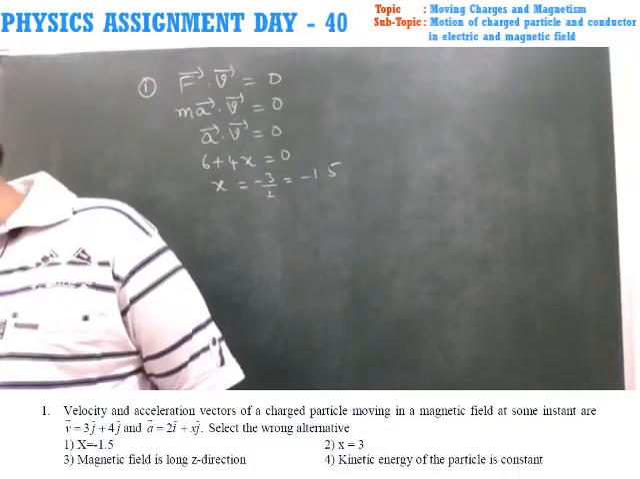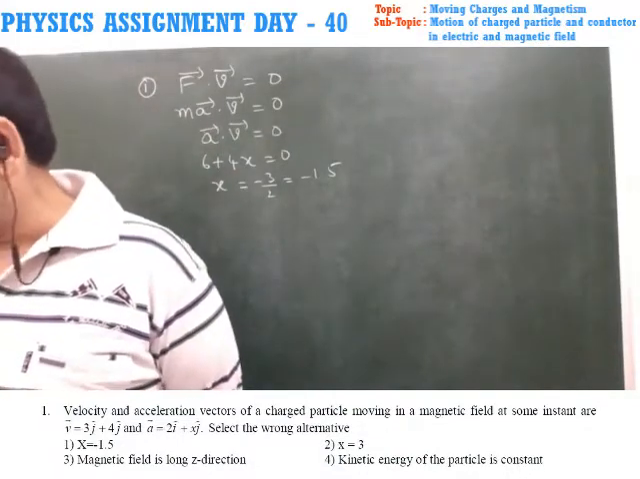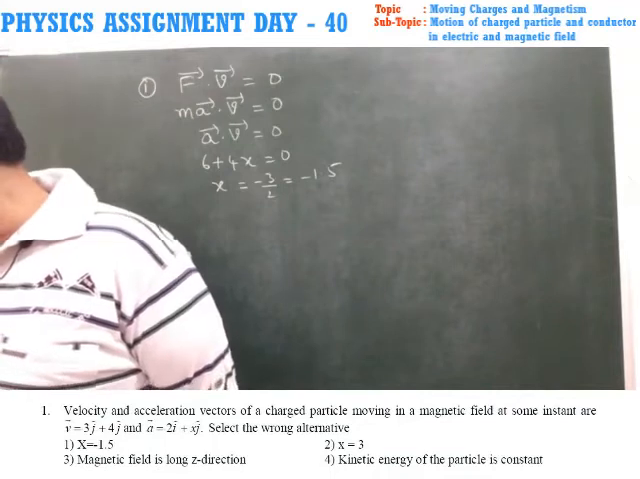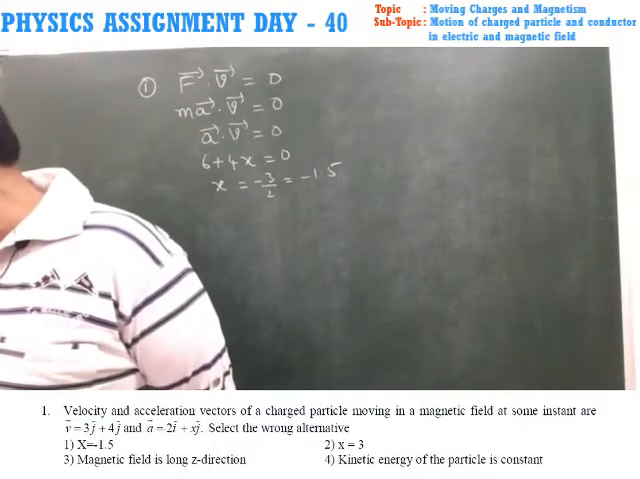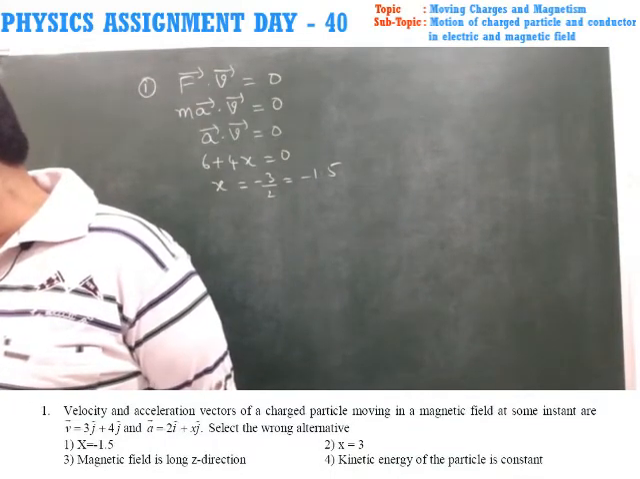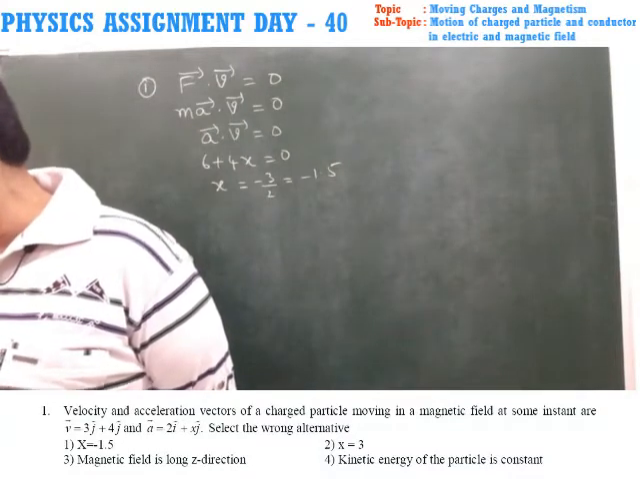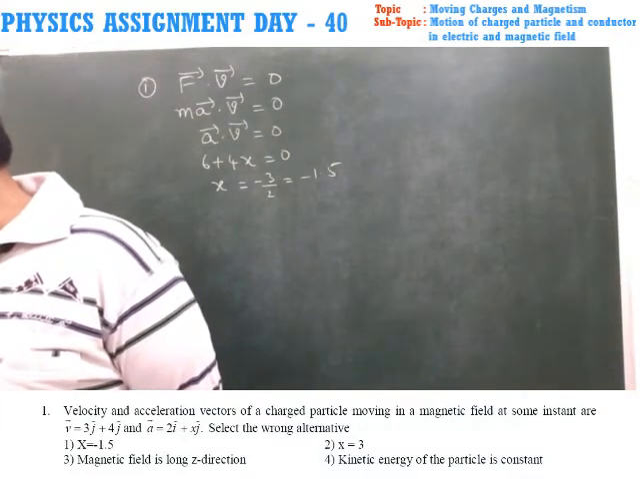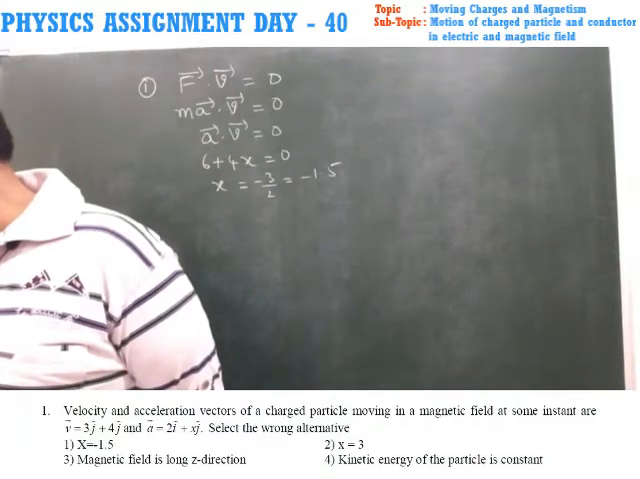Question. Velocity and acceleration vectors of a charged particle moving in a magnetic field at some instant are v bar equal to 3i cap plus 4j cap and a bar equal to 2i cap plus xj cap. He is asking to select the wrong alternative.